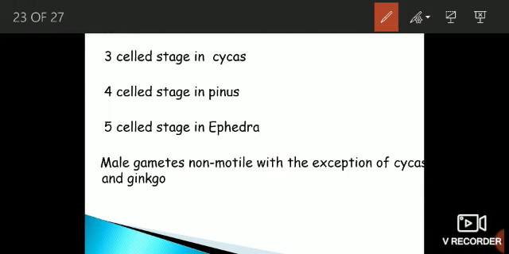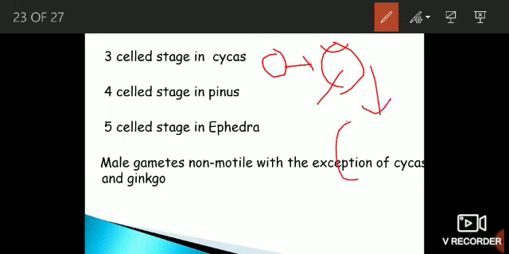Let us see how male gametophyte development takes place in Ephedra. You have a microspore here. It divides and forms a small prothelial cell and a large apical cell. And this large apical cell divides further. You have one prothelial cell, the large apical cell divides and forms a second prothelial cell, and then it divides.